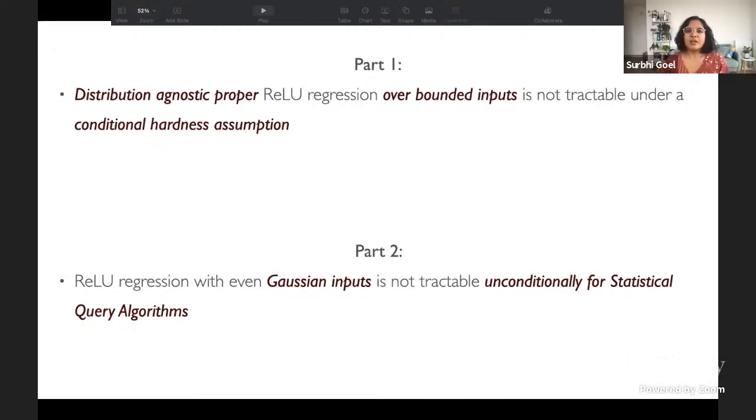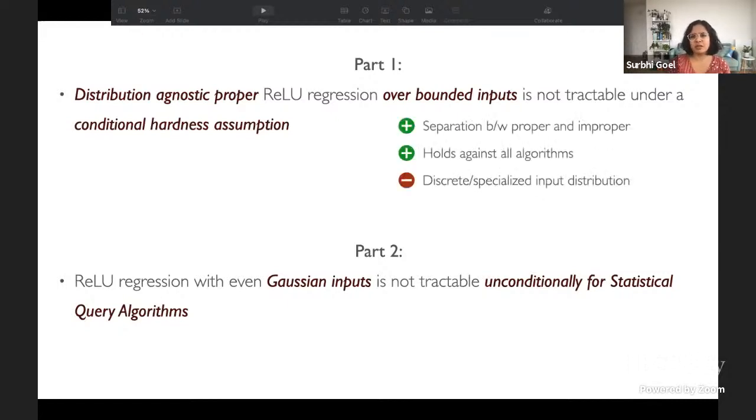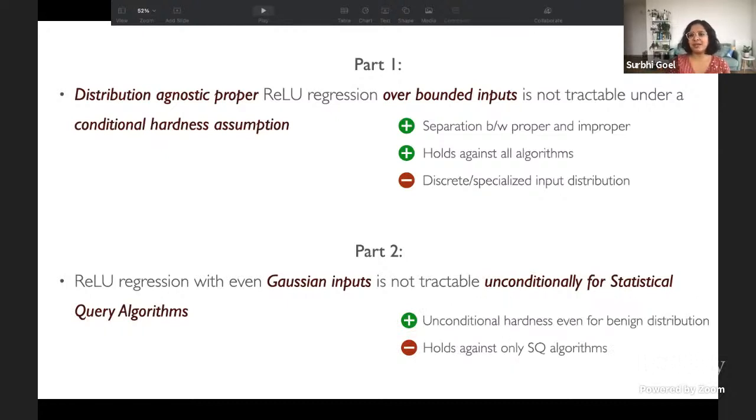Okay, so to summarize, we presented two very different looking reductions for essentially the same problem under different constraints. Both have their pros and cons. The first one gives a separation between proper and improper learning. It holds against all algorithms, but it requires this discrete specialized input distribution. And really it's about proper learning, but in practice, we never do proper learning. In the second setup, it holds unconditionally, even for benign distributions, but it holds only against SQ algorithms, though it allows for any kind of improper learning.